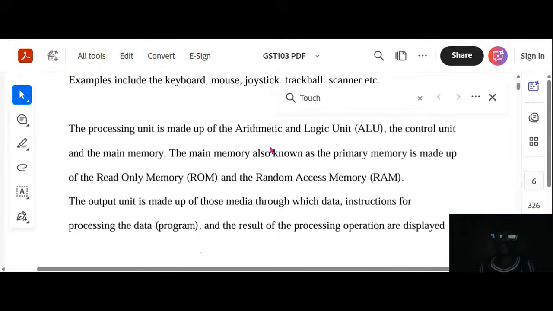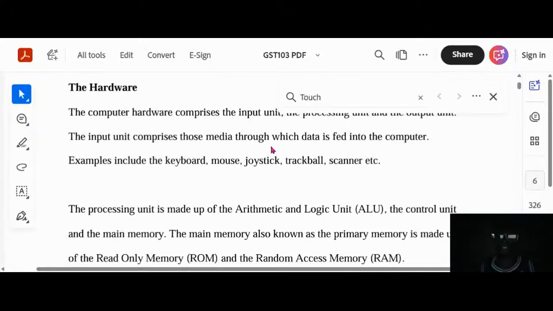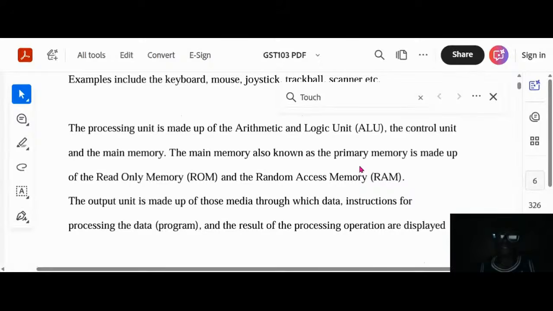Then we'll go to software. But in this hardware, we have some things you need to learn. What's the full meaning of ALU? What is the meaning of RAM? What is the meaning of ROM?